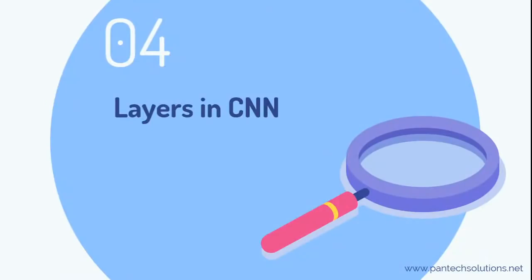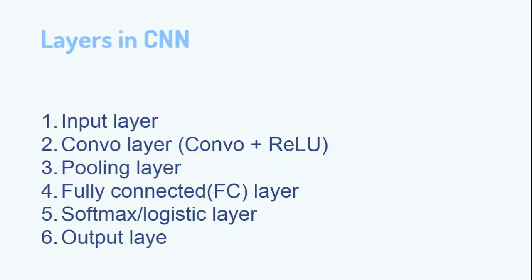Okay, so layers in CNN. The layers in CNN start with the input layer. We need to train the algorithm, so the input layer is a must. After the input layer, as I already told you, comes the convolution layer, where we need to give the input. After that comes the pooling layer, and then the fully connected layer.